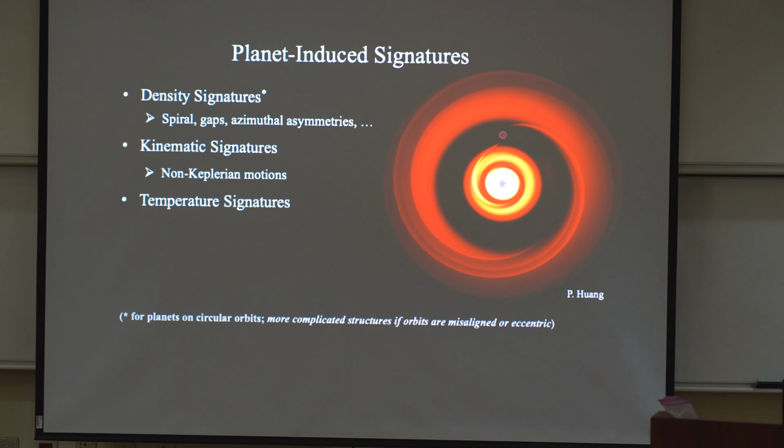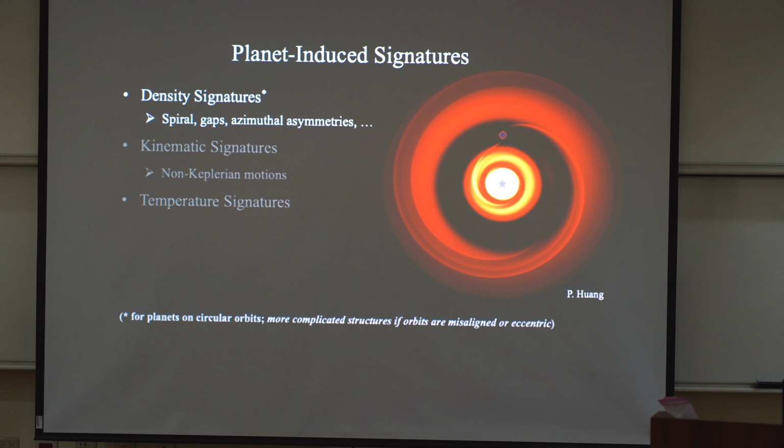So a planet can produce roughly 3 types of signatures. There are density structures in terms of how material is distributed, which we have already seen in the previous simulation. And there are also kinematic signatures in terms of how gas moves in the disk, as well as temperature signatures. So in the next few slides, I'm going to talk about each one of them and compare data with simulations.